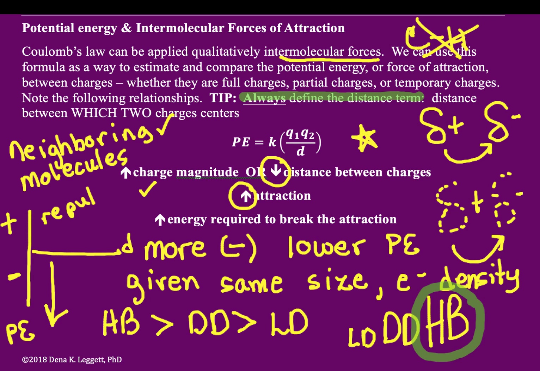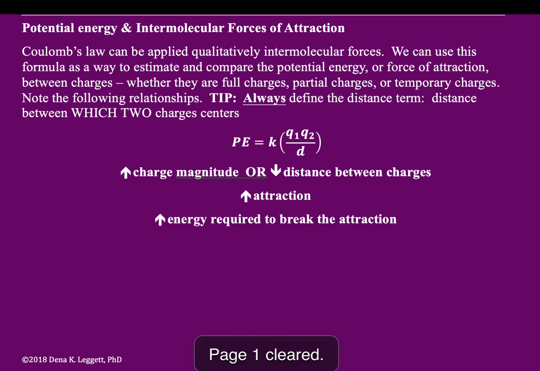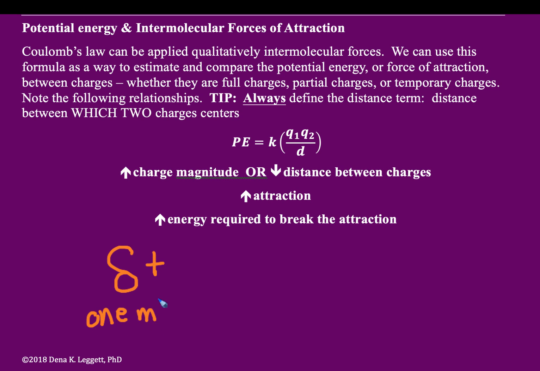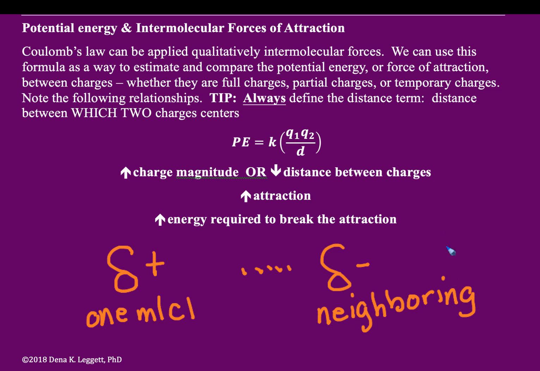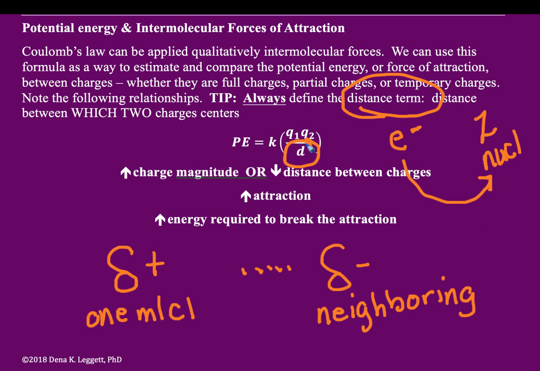All right, now, one thing you always want to make sure you do is define your distance term. If it's an ionic substance, you say you're looking at the force of attraction between cation and anion. If it is a dipole-dipole, you want to make sure you're referencing very carefully the attraction between the partial positive on one molecule attracted to the partial negative on the neighboring molecule. So always define that distance term. We can use Coulomb's law with atoms, and we can talk about the attraction between the electron and the positive charge on the nucleus. So it's very important to define your distance term when you're applying Coulomb's law.